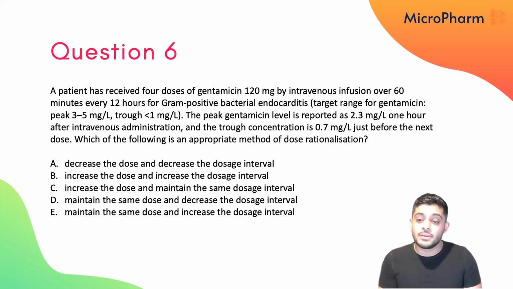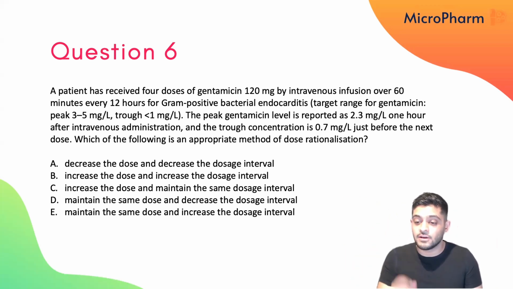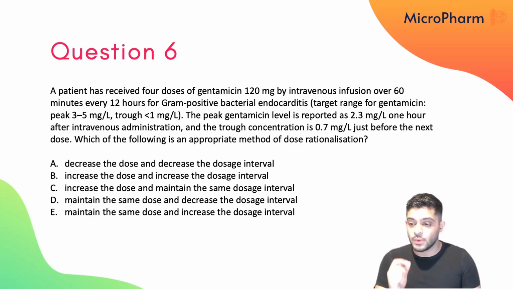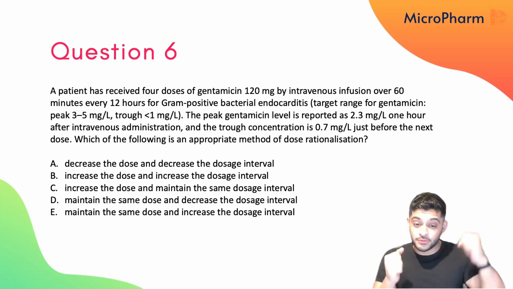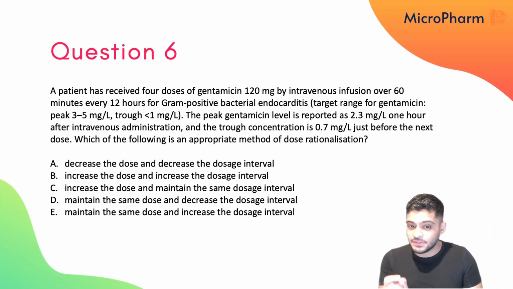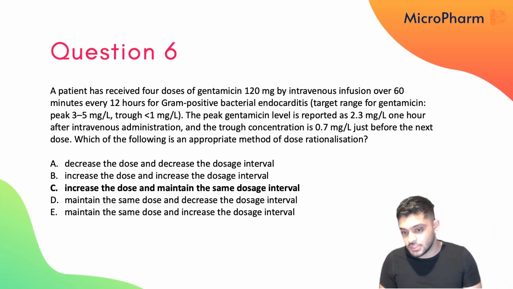The peak level, however, means the patient is not at its peak. The patient is not receiving enough of the antibiotic. So what do we want to do with the dose with regards to this peak? Mark, we haven't gone through the answer yet, don't worry, I will go through that. So we want to increase the dose so that that peak level is between 3 to 5 milligrams per liter. And we want to keep the dosage interval the same because the patient's getting rid of enough of the antibiotic before the next dose. So the correct answer is C, increase the dose and maintain the same dosage interval.